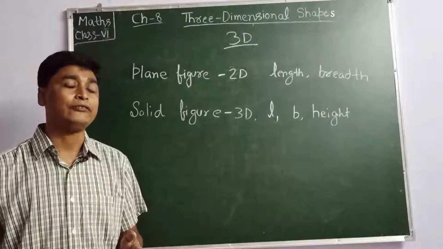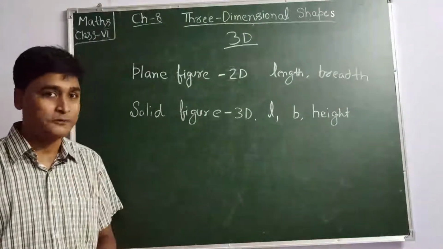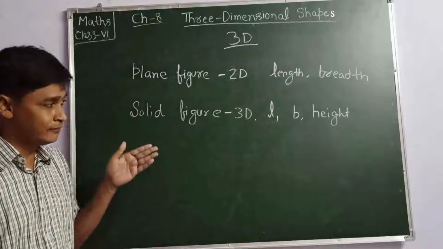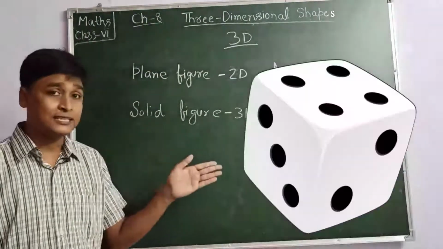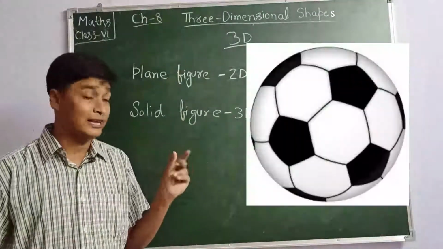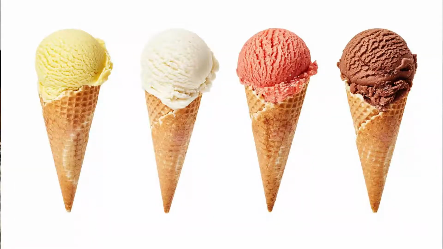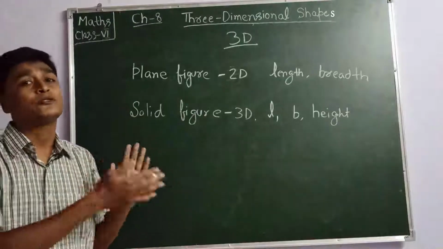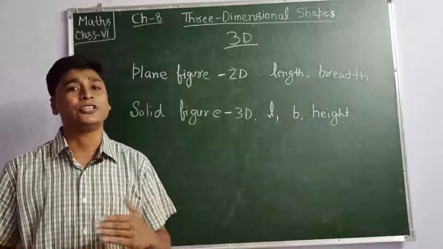Children, in your daily life you come across many solid objects or figures like bricks, dice, cylinders, your ball, your ice cream cone. So these are examples of solid figures which you come across in daily life.